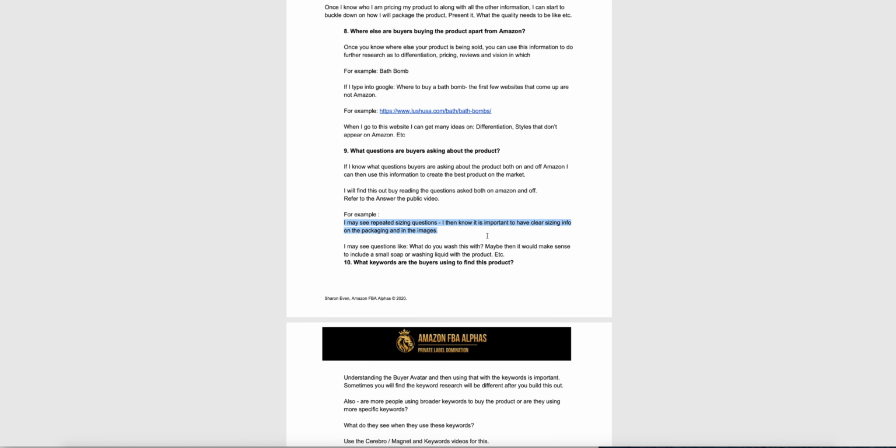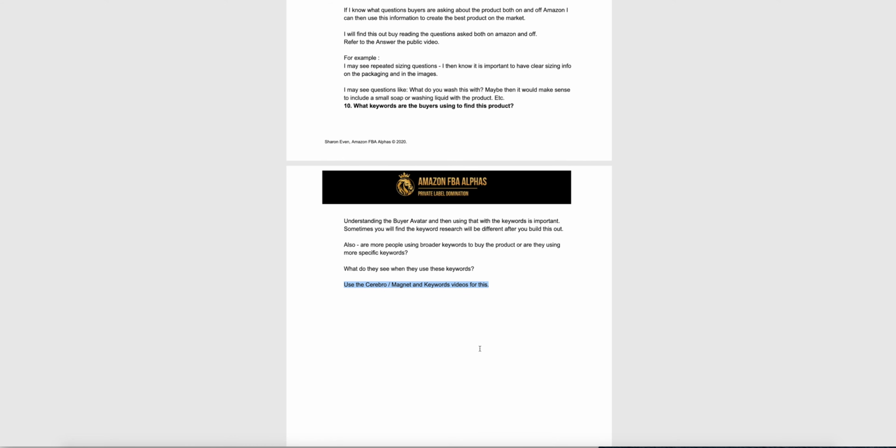I may see repeated sizing questions. So then I know that it's important to have clear sizing information on the packaging or on the product or on the images, whatever it may be. I may see questions like, what do you wash this with? Maybe then it would make sense to include a small soap or a washing liquid with the product, etc.